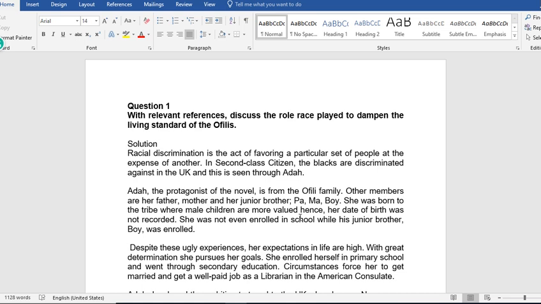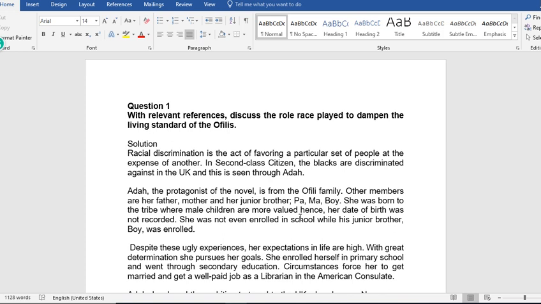The question says, with relevant references, that is, you are expected to make reference to the text. You cite instances, examples from the text in answering this question. Now the solution. You must first tell us the meaning of racial discrimination.